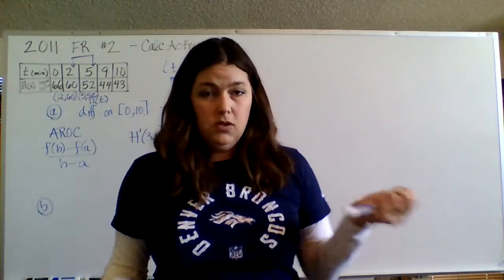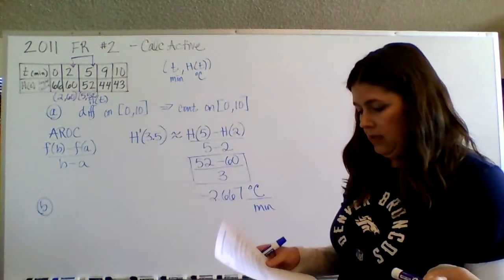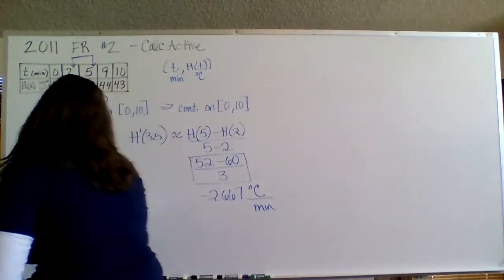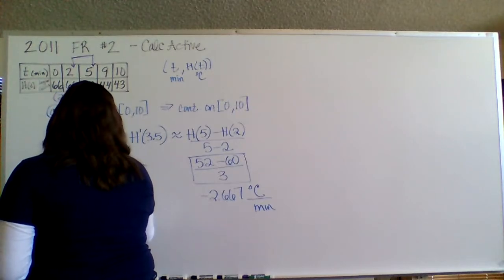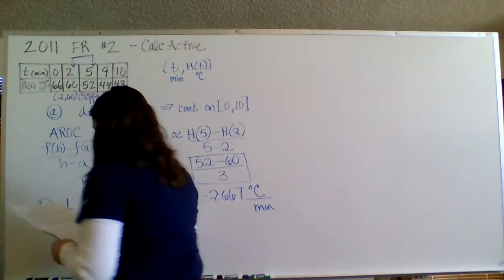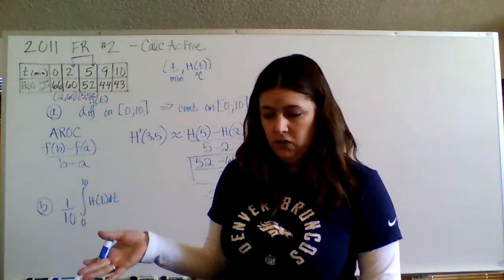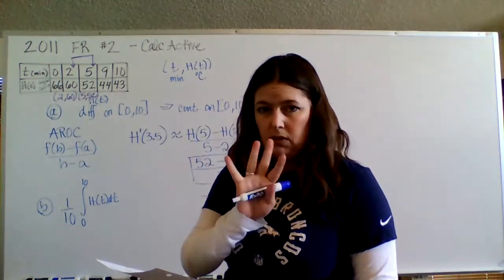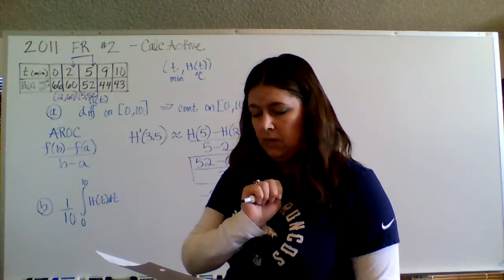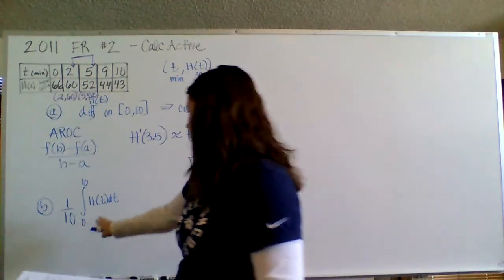Using correct units, so now they are specifically asking us for units, explain the meaning of 1 over 10 times the definite integral from 0 to 10 of h of t dt in the context of this problem. So we've got to explain that first. Then it says use a trapezoidal sum with 4 subintervals, 4 trapezoids, indicated by the table to estimate this.